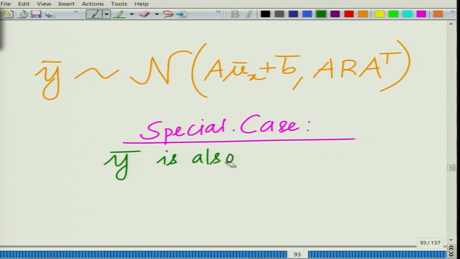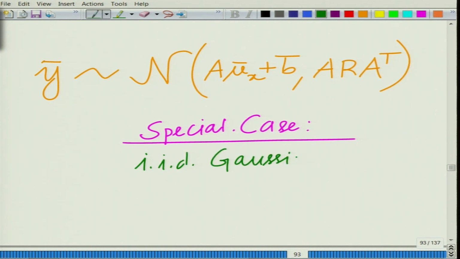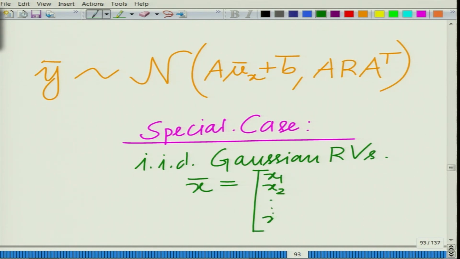So, let us consider a special case. What is the special case? The special case we want to consider is i.i.d. Gaussian random variables, that is x bar comprises x1, x2, ..., xn, which are, as we have already seen, independent identically distributed.